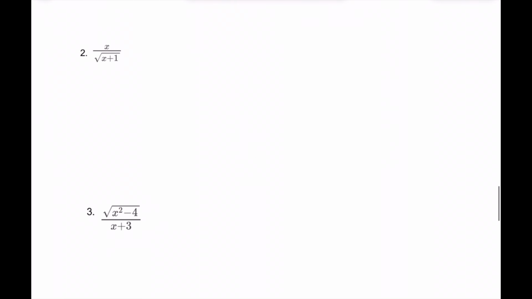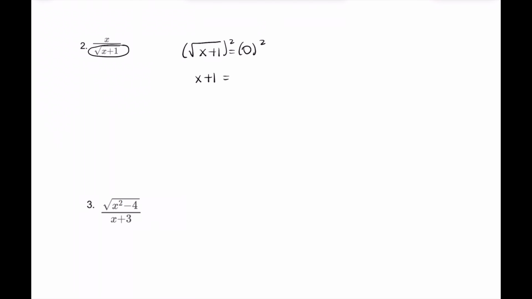For this one, we have x divided by the square root of x plus 1. So just like in the last one, we'll set our denominator equal to 0. Here we have the square root of x plus 1 equal to 0. How do we get rid of a square root? Well, we would square something. So we would have 0 squared on the right-hand side, which we know is just 0. So we have x plus 1 equals 0, and when we solve, we get that x equals -1.